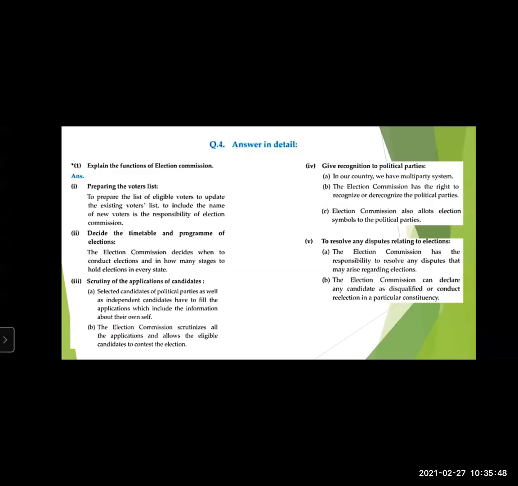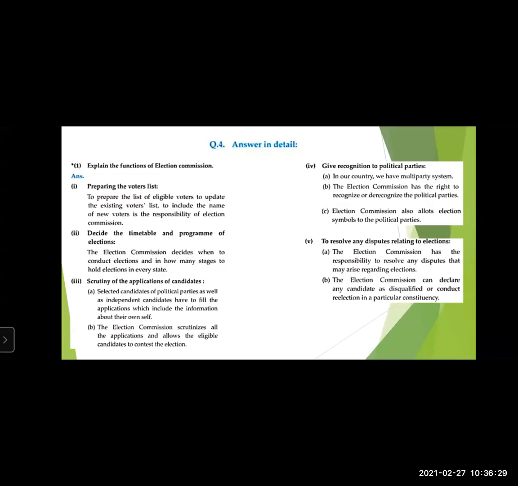Second point is to decide the timetable and program of elections. So the Election Commission decides when to conduct elections and in how many stages to hold elections in every state. Third point is scrutiny, that is detailed examination of the applications of candidates. Under that you will mention that selected candidates of political parties as well as independent candidates have to fill applications which include information about themselves. The Election Commission scrutinizes all the applications and allows the eligible candidates to contest the election.